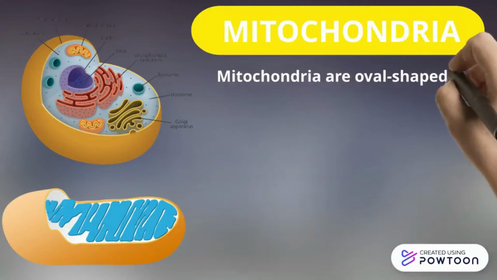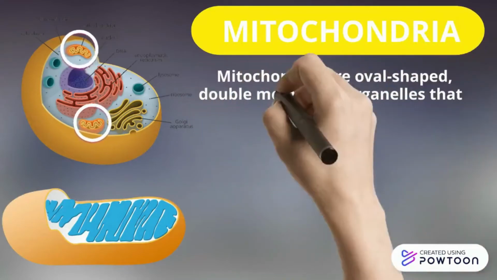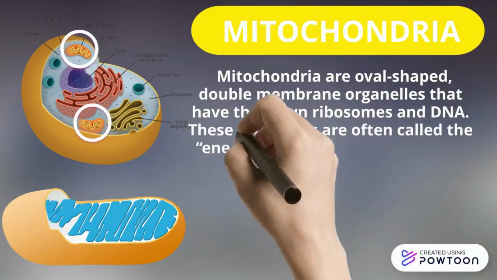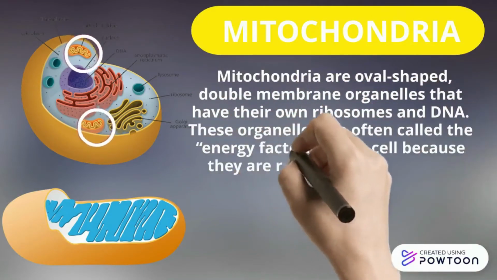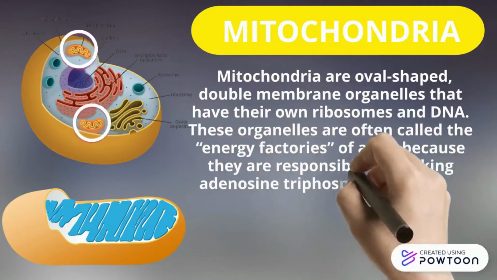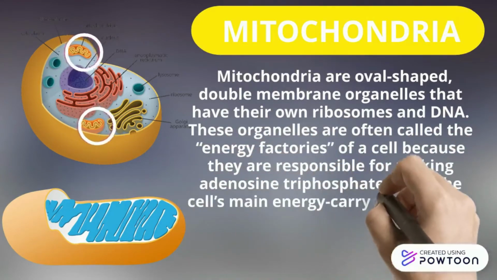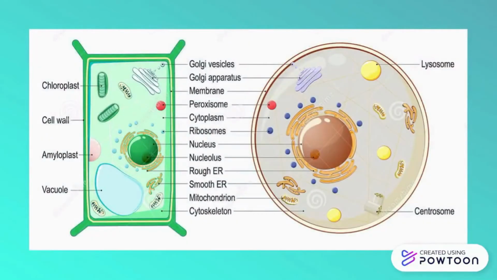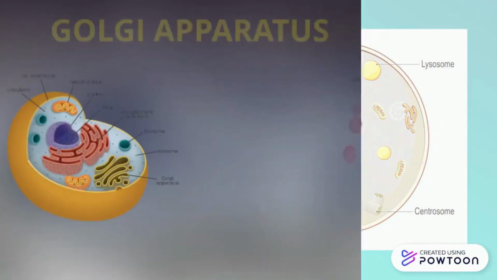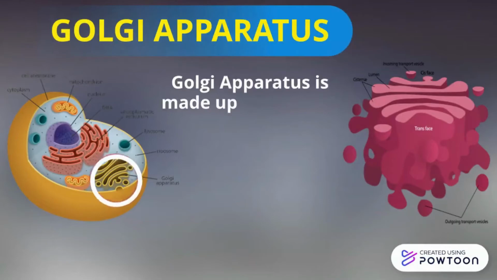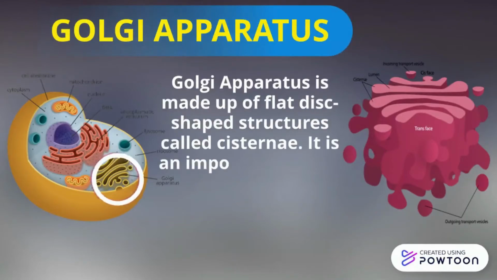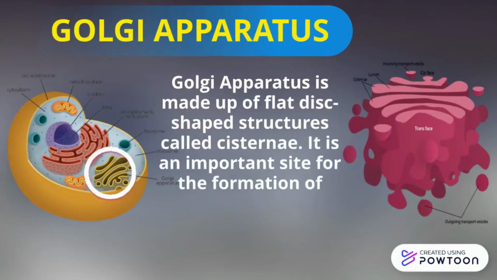Mitochondria are oval-shaped double membrane organelles that have their own ribosomes and DNA. These organelles are often called energy factories of a cell because they are responsible for making adenosine triphosphate, the cell's main energy-carrying molecule, by performing cellular respiration. Golgi apparatus is made up of flat disc-shaped structures called cisternae. It is an important site for the formation of glycoproteins and glycolipids.